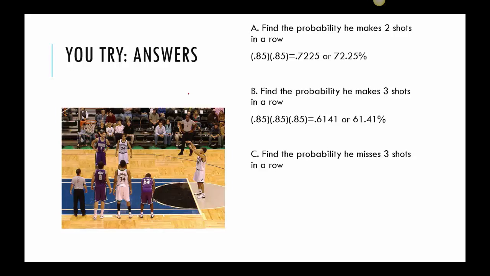And then lastly, if he misses, okay, here's the thought I need you to have with me. If there's an 85% chance that he gets a shot, what's the probability he misses? Well, it should be 15%, right? There's only 2 choices. He hits it or he misses it. So hit is 85, miss is 15. So if I'm going to have him miss 3 times in a row, it's 0.15, 0.15, 0.15, really, really small. It's 0.0038 or 0.38%.